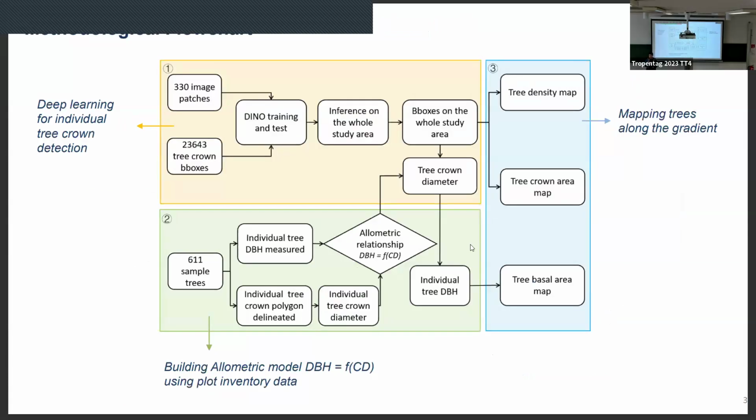So the next thing we need to do is to map each individual tree along this gradient. Here is the methodology chart, which consists of 3 parts, highlighted with different colors. In the first part, we use a deep learning model to detect each individual tree with a bounding box. In the second part, we build an allometric model to predict the DBH of the trees using the crown diameter. And in the third part, we produce some maps, including the tree density map, tree crown cover map, and the basal area map. So now let's dive into each part in more detail.